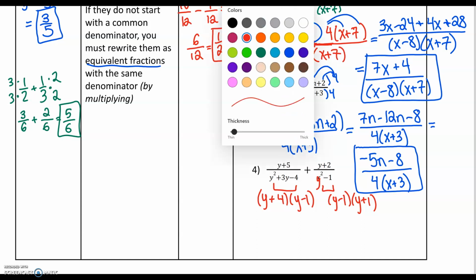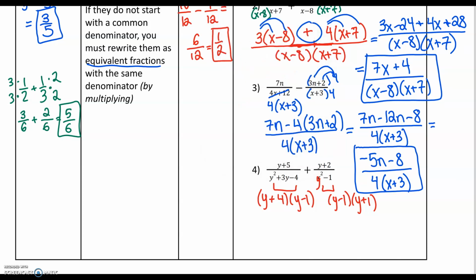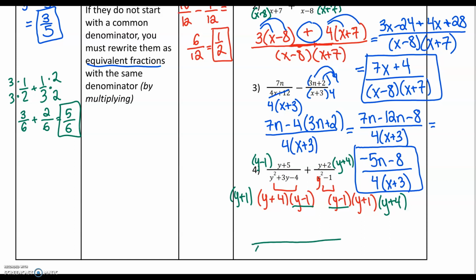Now, why did factoring the denominator help us here? I'm hoping you're seeing that they actually do have, not a common denominator, but a common factor in their denominator of y minus 1. The only thing that needs to happen is that the left fraction also gets multiplied by a y plus 1. Whatever you do to the denominator, we have to do to the numerator. And then this fraction is missing a y plus 4. So we would multiply the denominator by y plus 4 and also the numerator to make those the same, which would make the common denominator have 3 factors of y plus 1, y plus 4, and y minus 1.